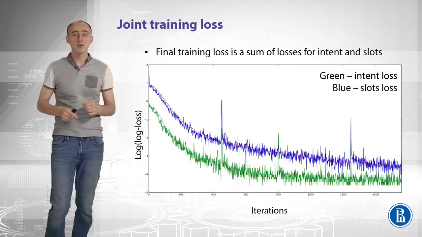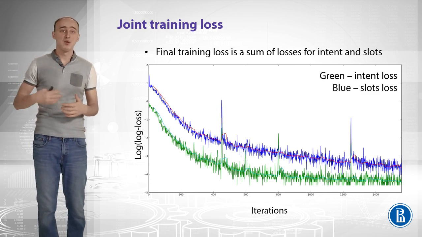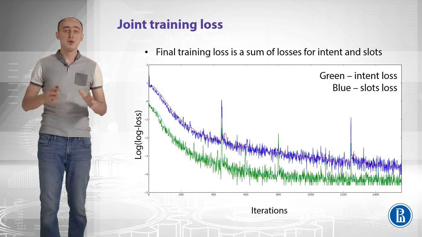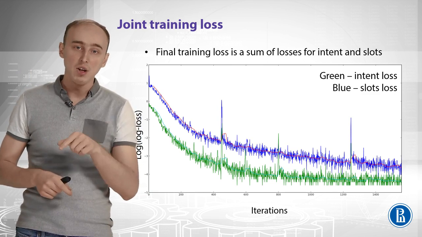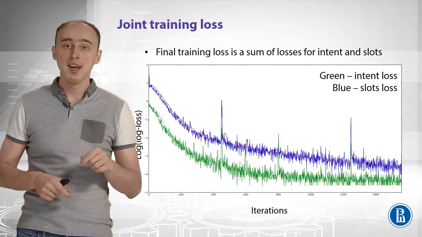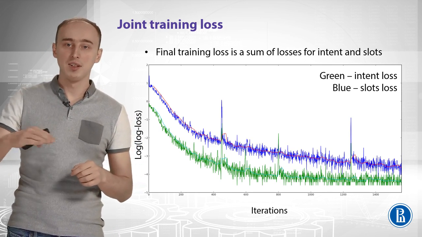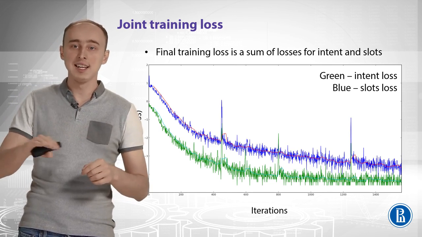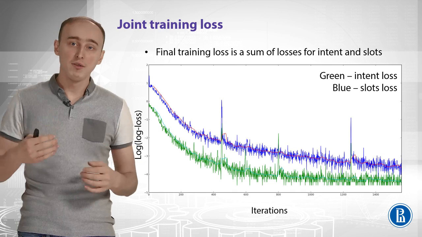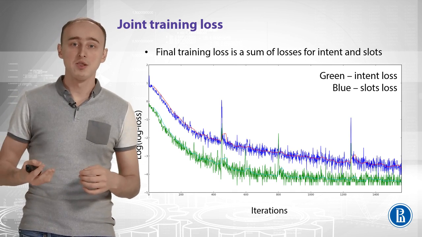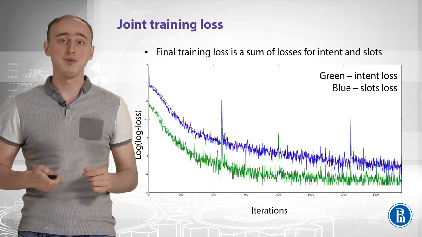Okay, we can also see how our two losses decrease during training. During training we use two losses and we use a sum of them. The green loss here is for intent and the blue one is for slots. You can see that the intent loss saturates and doesn't change, but the blue slots curve continues to decrease, and so our model continues to train, because that is a harder task than intent classification.